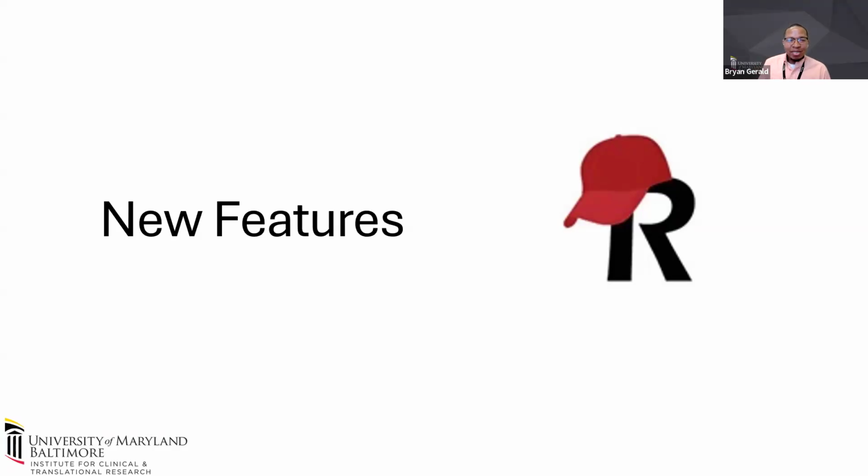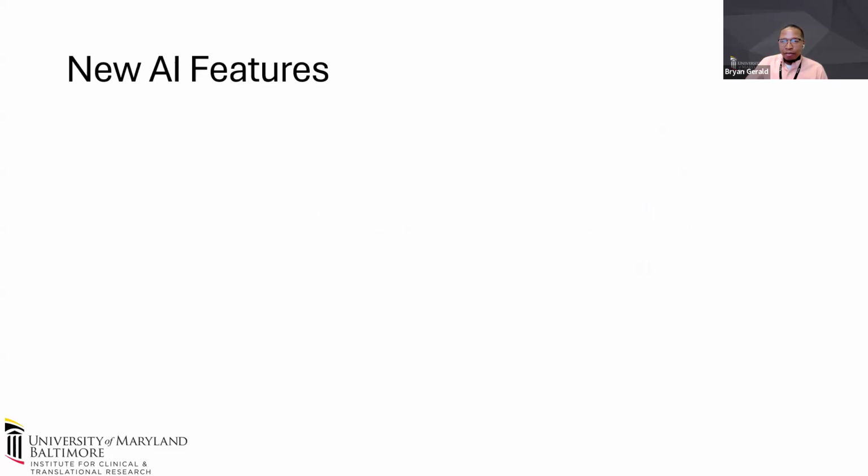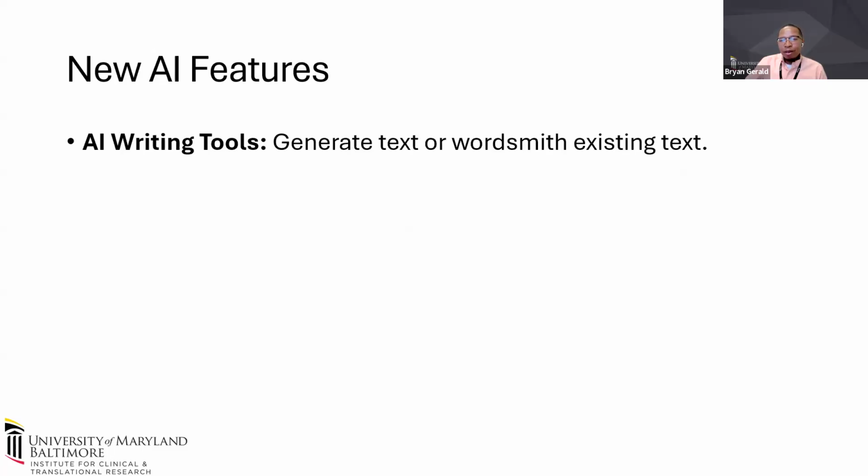All right, yeah, so we'll get started on the new features. This is actually a feature with many features, or I guess three features that we're going to talk about. So we have the new AI features. We would like to highlight new AI powered features in REDCap that were made available in UMB REDCap this past year. So first we have the AI writing tools, which allows you to enter a prompt to generate new text or wordsmith existing text, which is useful for survey questions, instructions, and invitations.